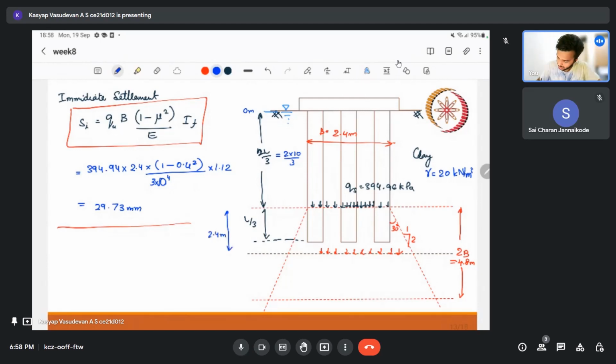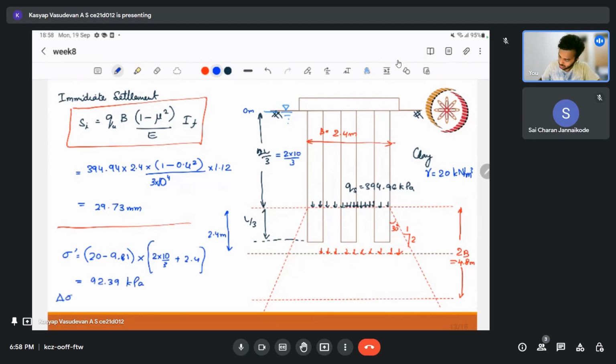So I can write our effective overburden pressure is our submerged unit weight, that is 20 minus 10 or 9.81, whichever you want to take, into the depth. So what is the depth of this layer? We have 2 into 10 by 3 plus 2.4, right? Am I right? Yeah, like this. So that turns out to be 92.39 kPa.